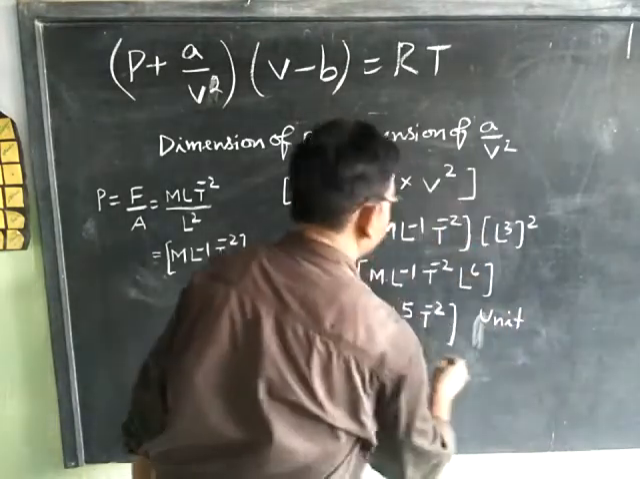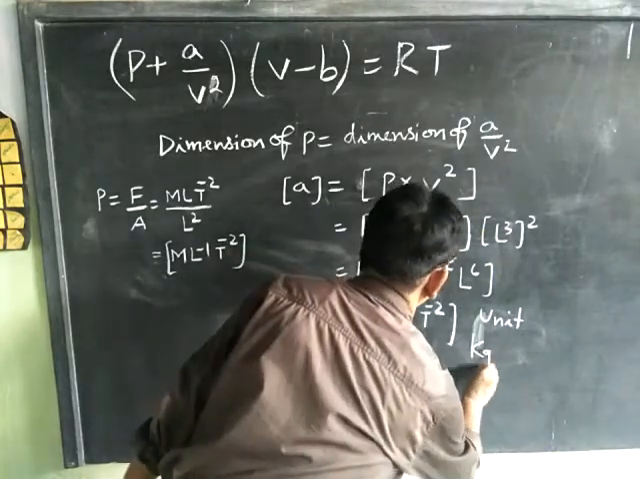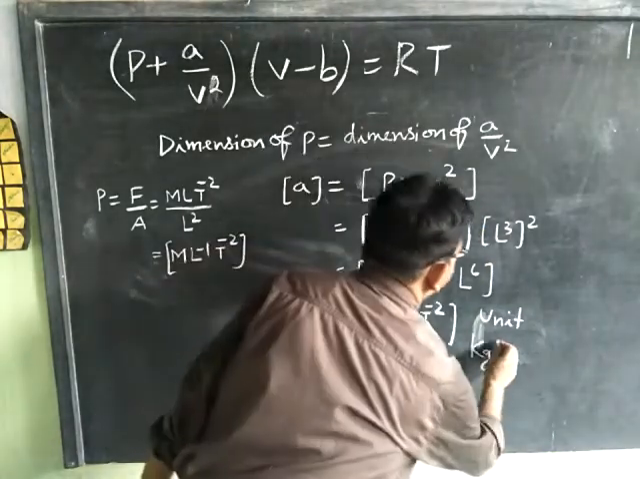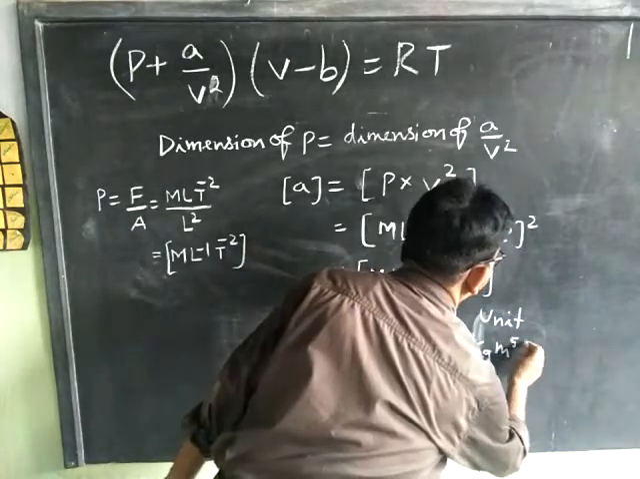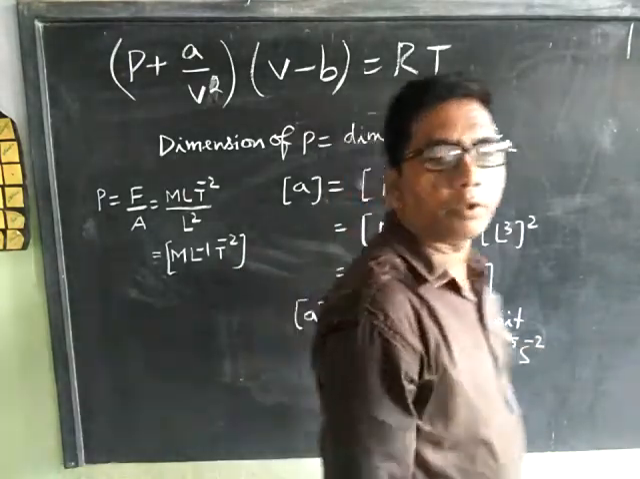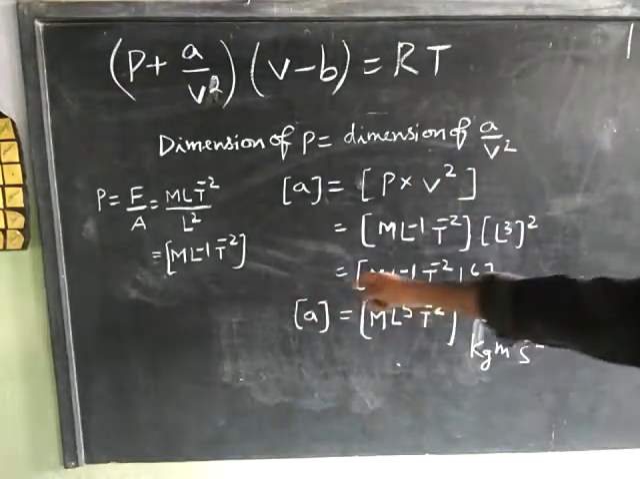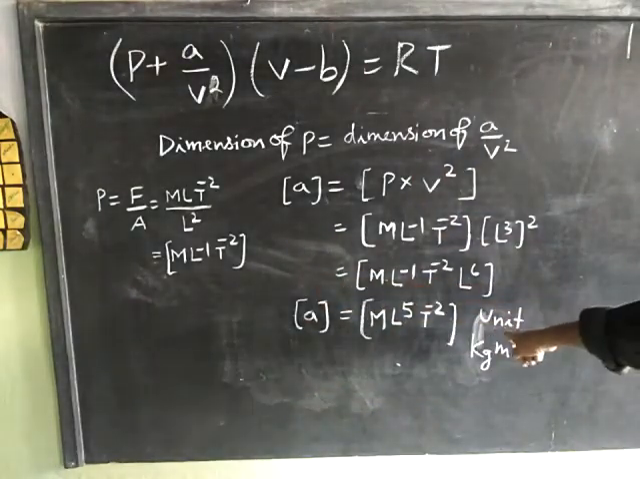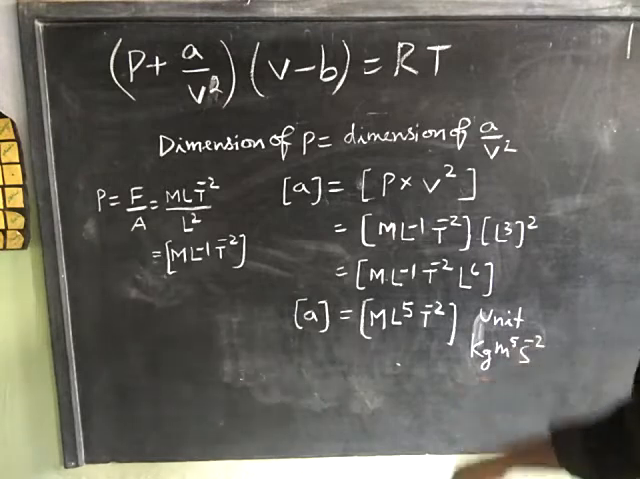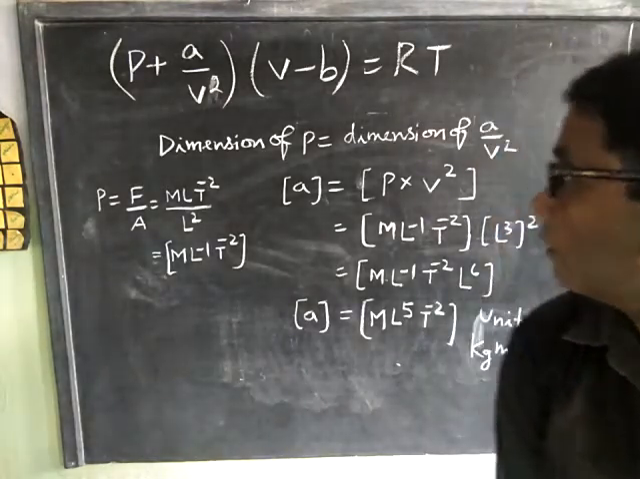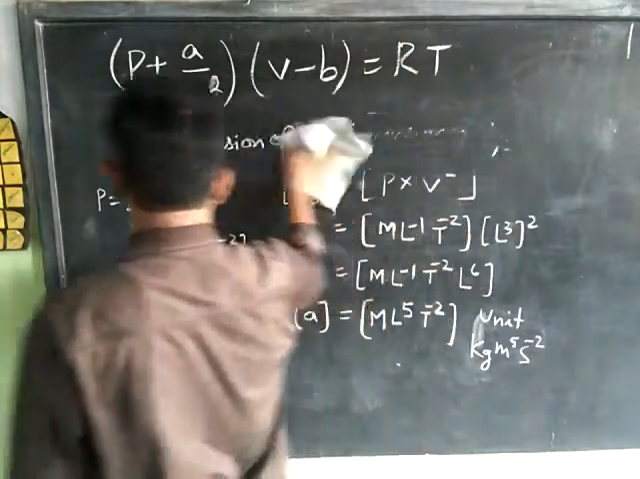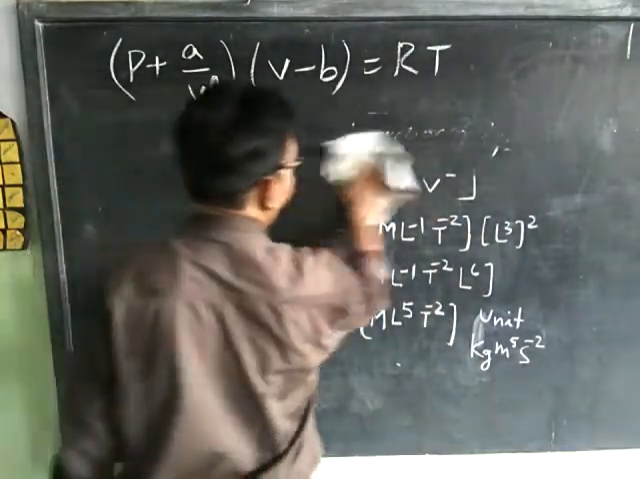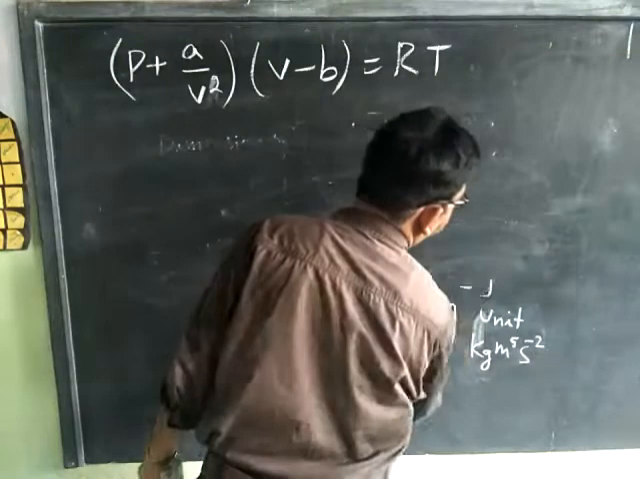Unit of A is kilogram meter power 5 second power minus 2. Thus, kilogram meter power 5 second power minus 2. Now, we will find the dimension of B.